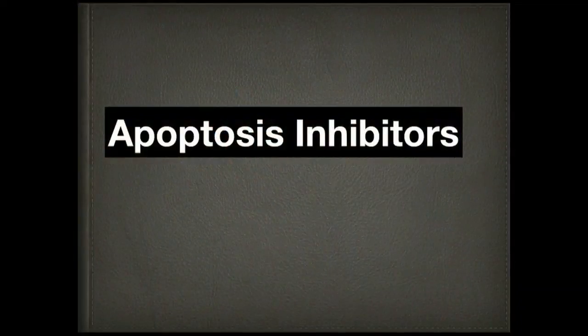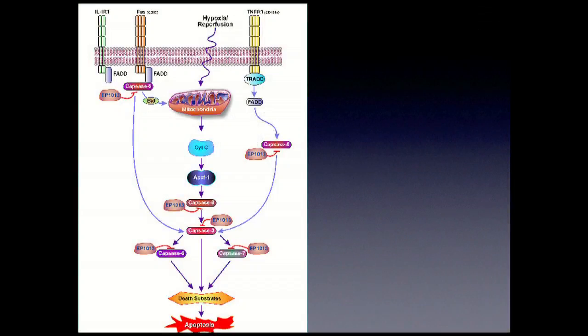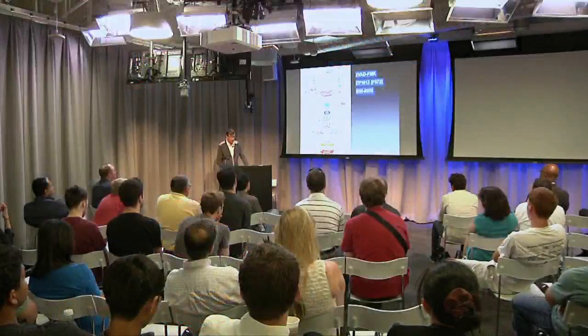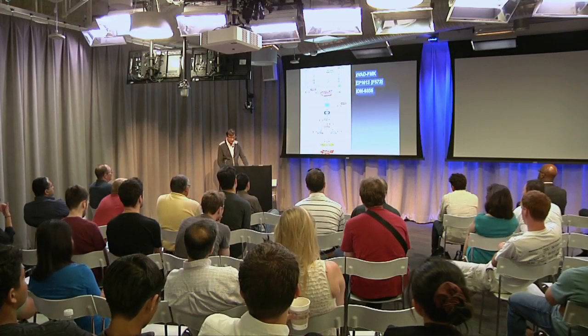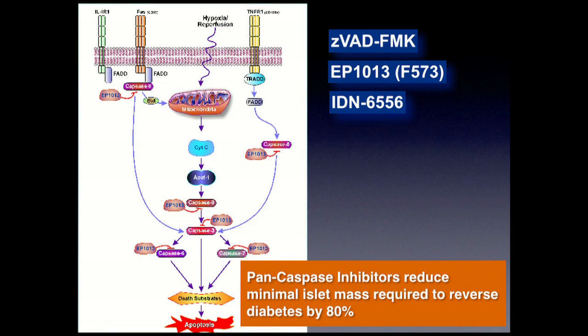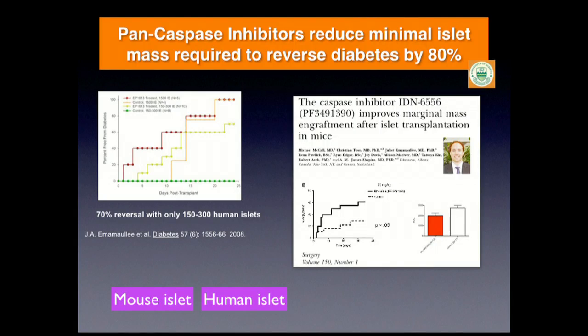We've also been trying to switch off the cell death pathways in this pathway called apoptosis. So cells die by different processes, but we've tried several agents to switch off cell death. These are called pan-caspase inhibitors because they switch off all the major cell death pathways that lead to this apoptosis. And when we've tested these in our mouse models and our pig models, we find that these caspase inhibitors can reduce the tiny number of islets needed to reverse diabetes by about 80%. So they make a big, big difference.